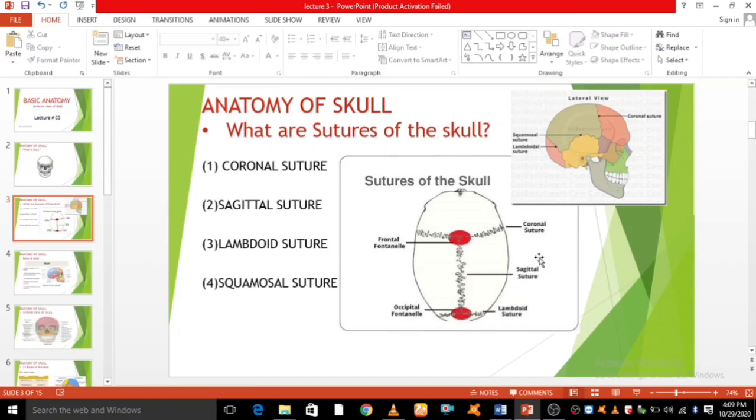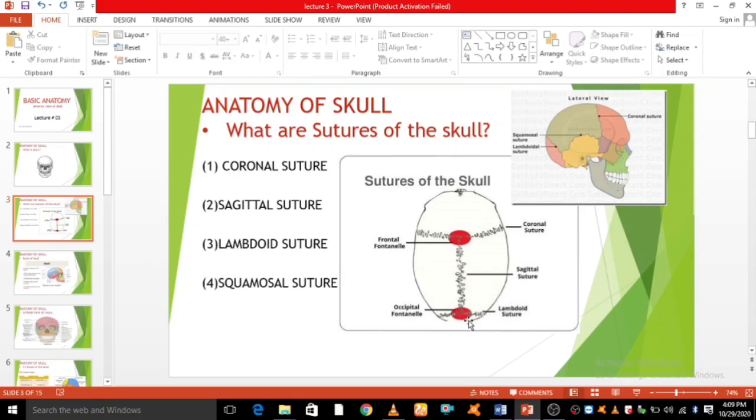Now look at the sagittal suture. The sagittal suture is also a dense fibrous connective tissue joint. It joins the two parietal bones of the skull. This is the left and the right parietal bone of the skull. We call it the sagittal suture. Now the lambdoid suture. Look at here.